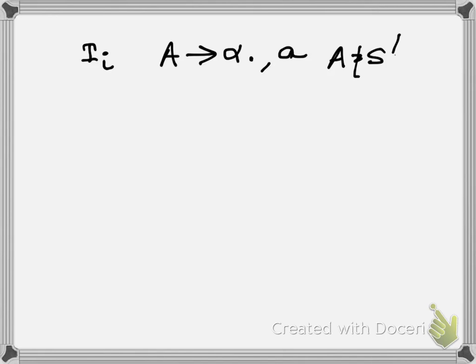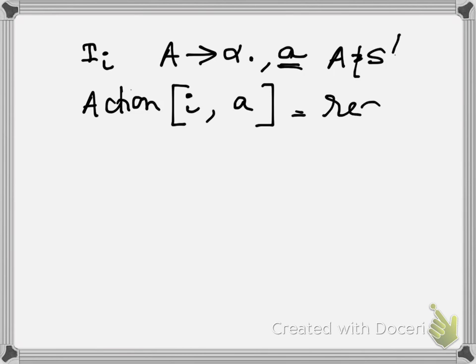So if a particular state, say I, contains a final item, that is alpha dot A, and A is not the augmented production or augmented variable, in that case we will put in the action part on state I on A, because A is the look ahead, only in the column for A we will give reduce by A derives alpha.